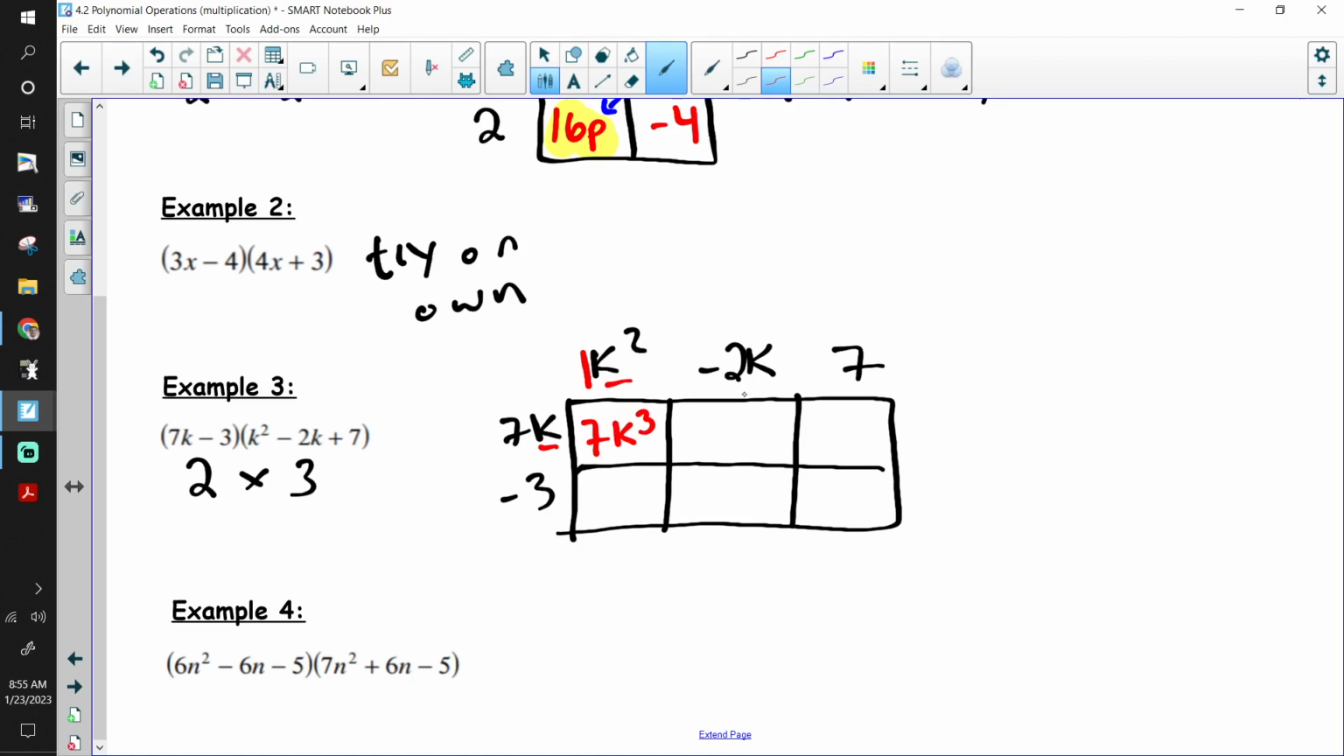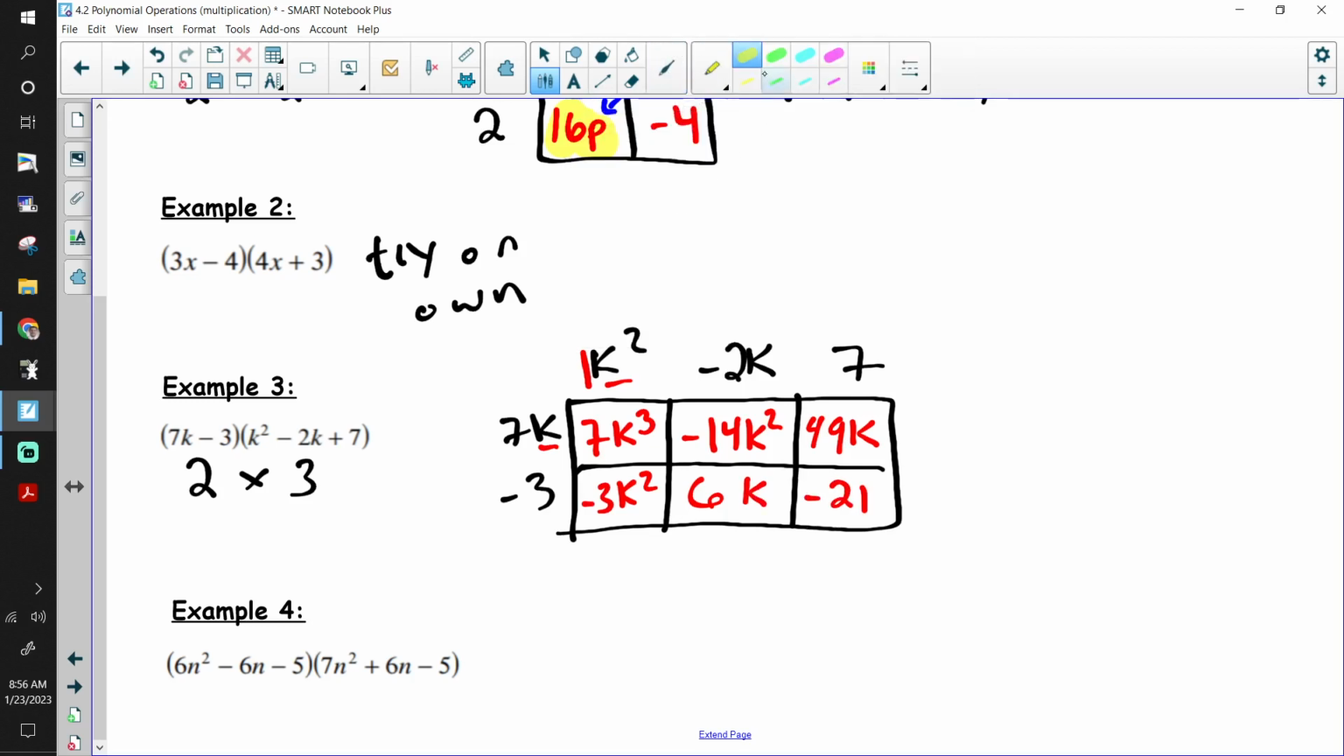K to the third. My next box, 7 times negative 2 is negative 14. I had 1k, 2k's, so k squared. And then I have 7k times 7, which is 49, and there was 1k. Bottom row. 1k squared times negative 3 is negative 3. I just had a k squared. Negative 3 times negative 2, careful, negative times a negative is positive 6, and I had 1k. And 7 times negative 3 is negative 21.